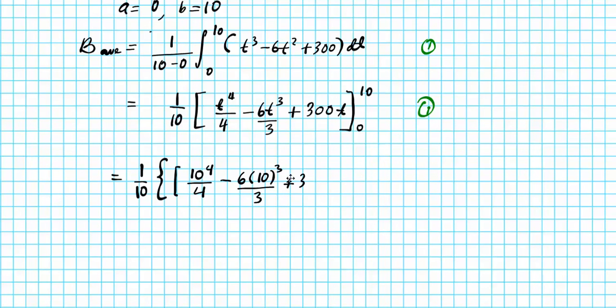Plus 300 times 10. And then for the evaluation of the integrand at the lower limit, what you find out is they all have t's as a factor, right? So if you plug in t into all of them, what happens? They all become 0, minus 0. Now, if you stop here, guess what? You get your third point.